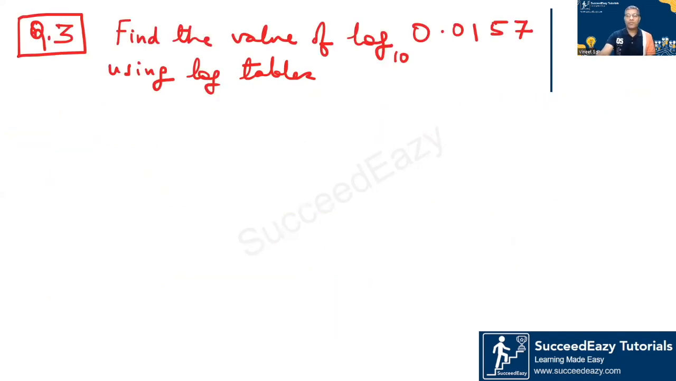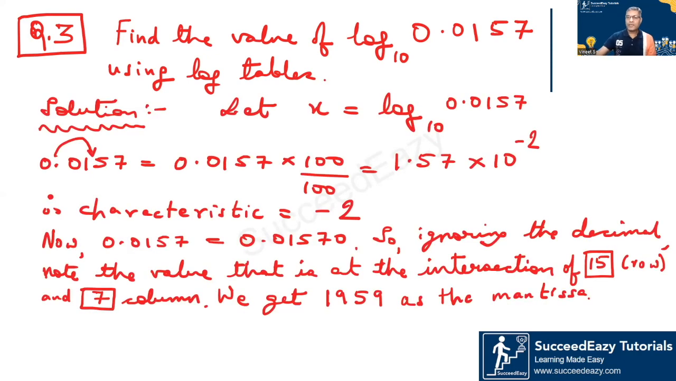Let's now find the value of log of 0.0157 to the base 10 using log tables. So let's take x equal to 0.0157. This is another type in which we need to move the decimal to the right. To move the decimal 2 digits to the right to get the decimal after 1, I multiply by 100, which also means dividing by 100. That gives me 1.57 times 10 to the power minus 2. The power of 10 gives me the characteristic, so the characteristic is minus 2.